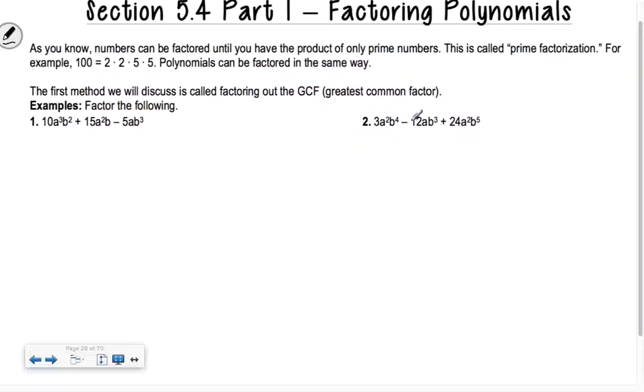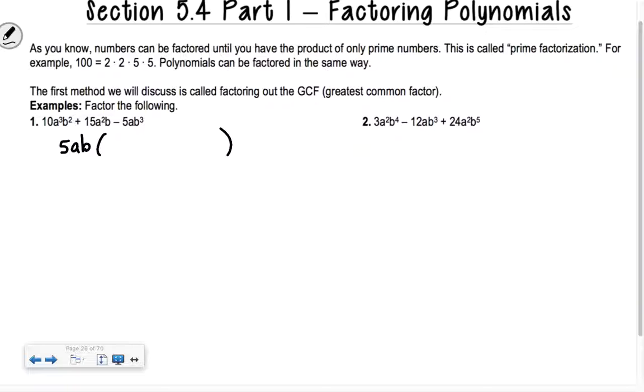5. All right, how about the a's? So a cubed, a squared, and a. How many a's do they all have? They each have at least 1, right? How many b's do they all at least have? 1. So as we pull out the 5 and the a to the first and the b to the first, we want to write what's inside parentheses.